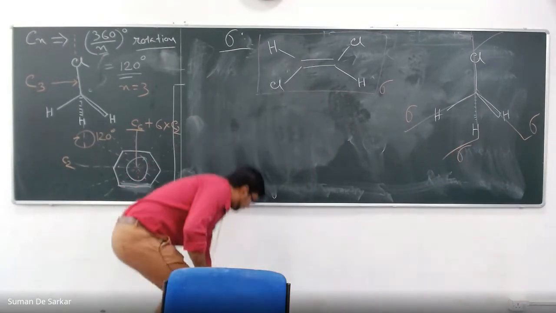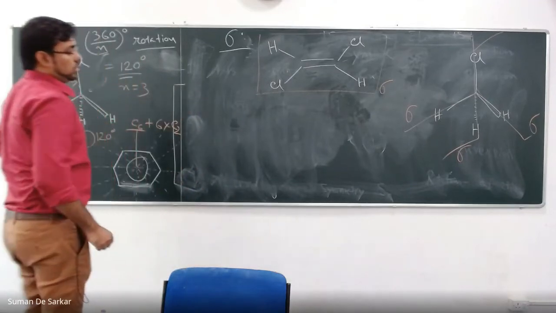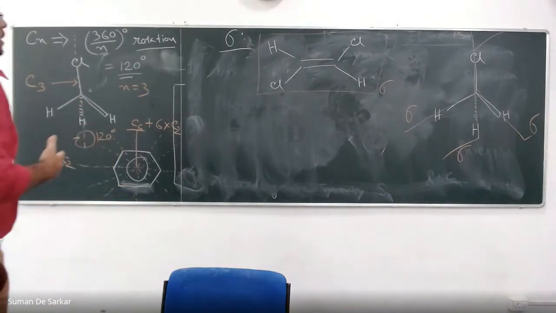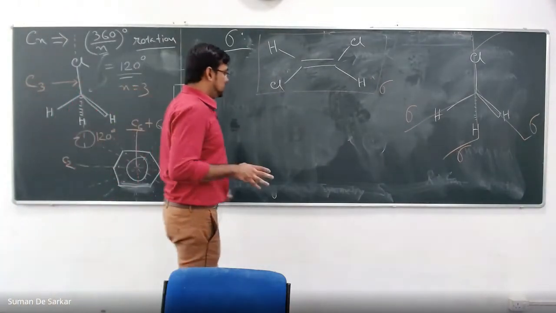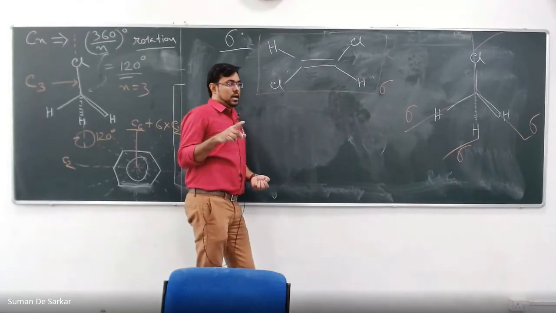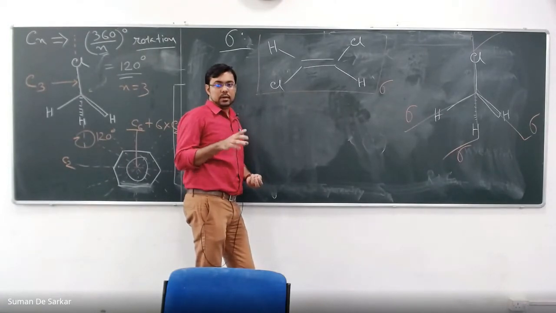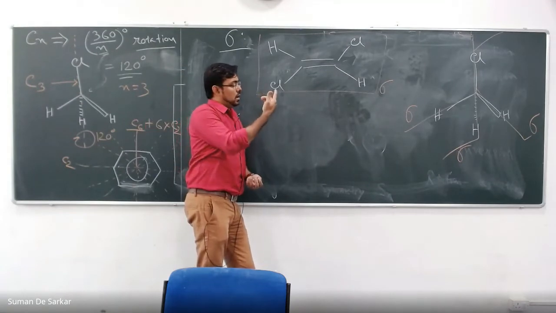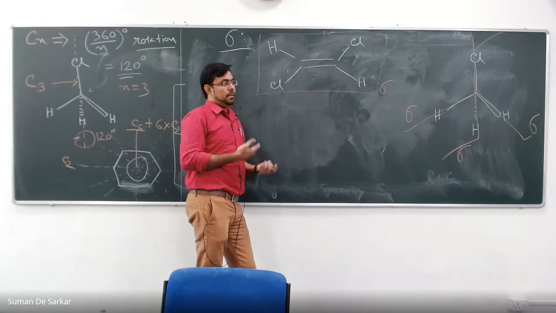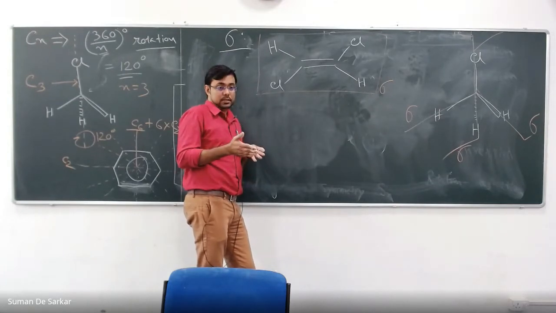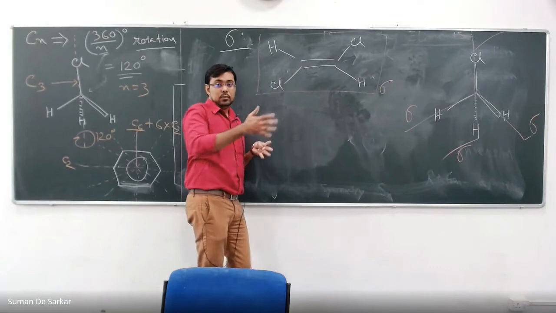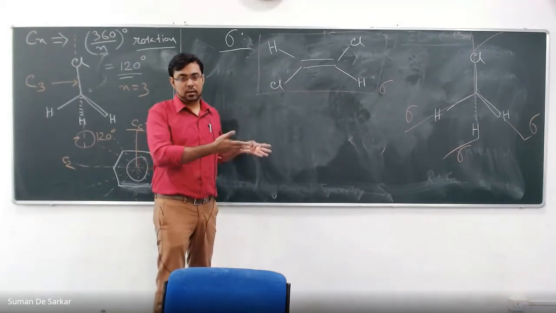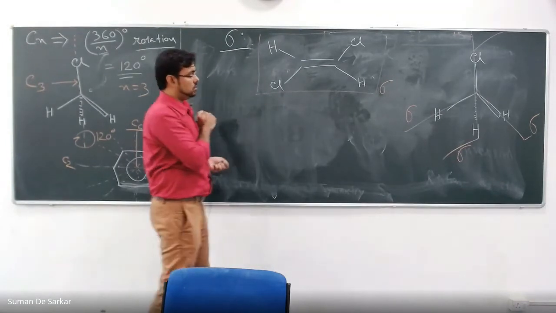So what is that? To determine which one is the sigma vertical and which one is the sigma horizontal, we need to first find out the axis of symmetry in that particular molecule. We have already learned about the axis of symmetry. After knowing the axis of symmetry, with respect to that axis, the position of the sigma will determine whether we call it a horizontal plane of symmetry or a vertical plane of symmetry. Let us discuss with these examples.